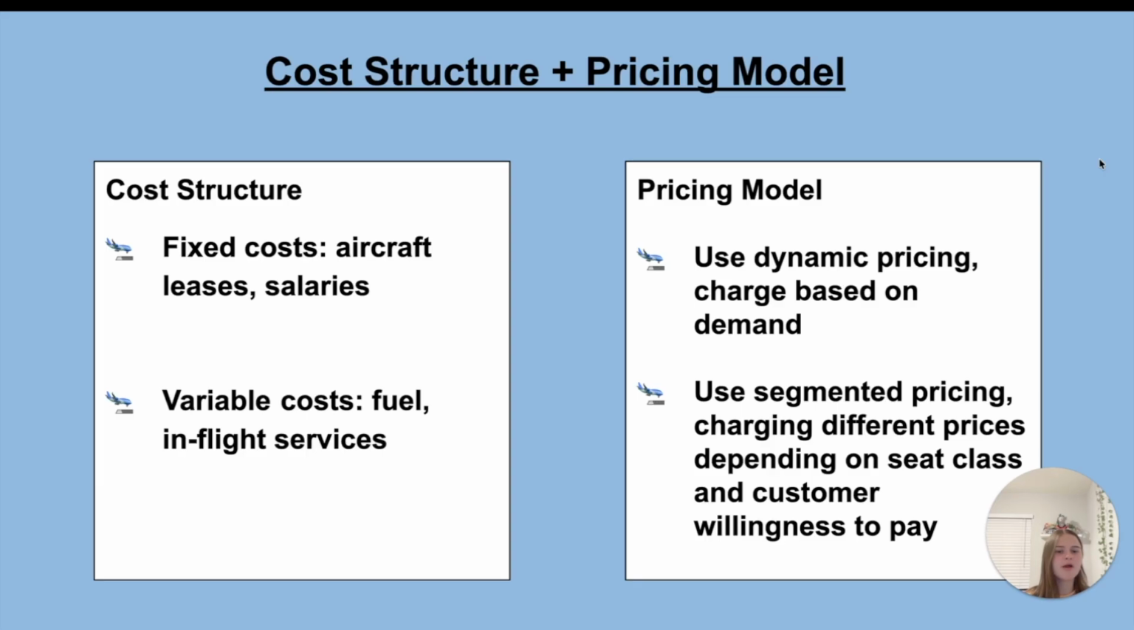They operate on a dynamic pricing model, which means they're charging based on the demand. And they also use segmented pricing, which means they're charging different prices depending on different upgrades. So seat class, extra leg room, premium, as well as the customer's willingness to pay.